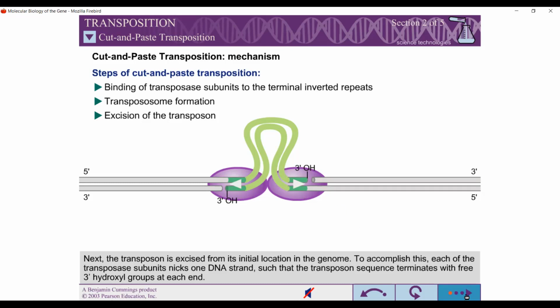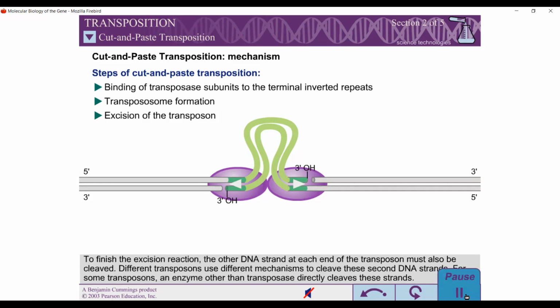Now what happens? As you can see, to finish this excision reaction, the other DNA strand at each end of the transposon must also be cleaved. Different enzymes use different mechanisms to cleave this second DNA strand. For some transposons, an enzyme other than transposase directly cleaves this strand. So another enzyme cleaves these strands. So both the strands have been cleaved and the mobile element is held in this position by the transposase subunits.